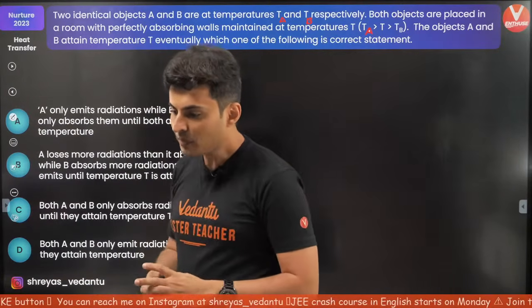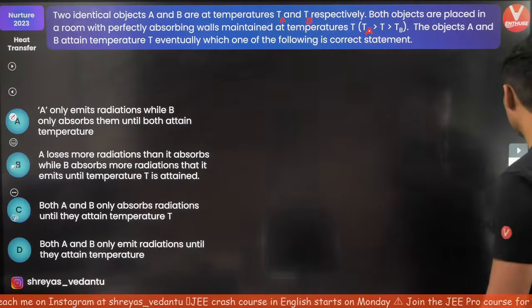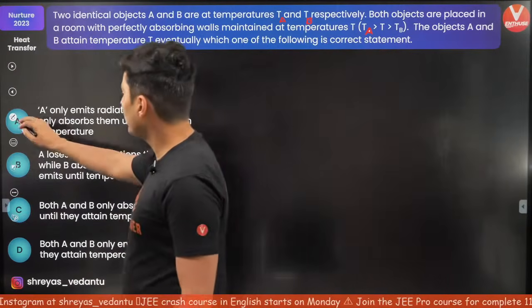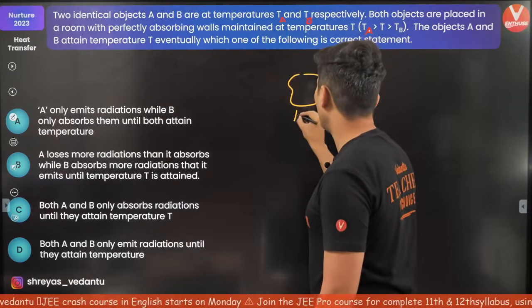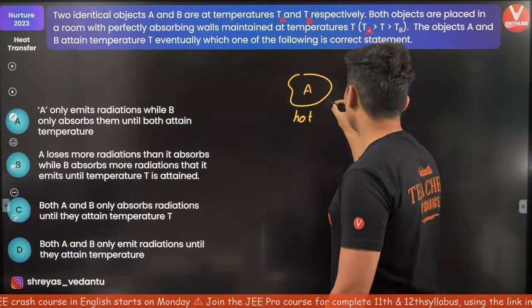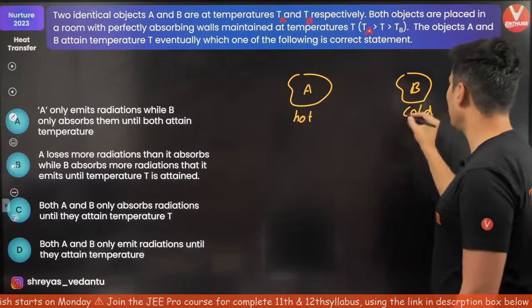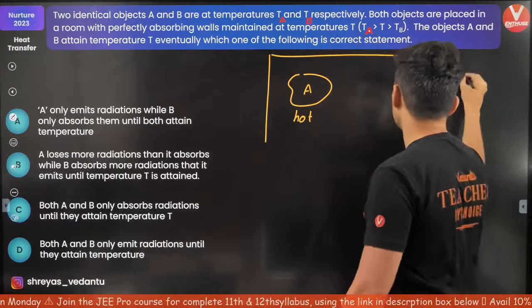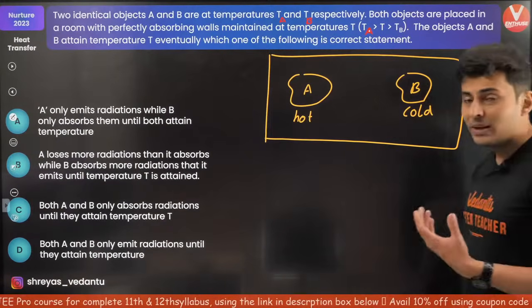Okay, all right, great. Let's see how many of you can do this question. First of all, let me just draw this. You have a hot body. This is A, and this body B is relatively cold, and this is kept in a chamber which is at temperature T. What will happen?